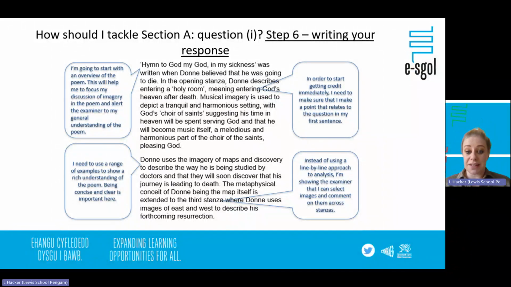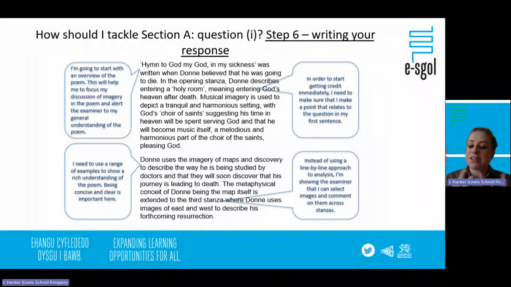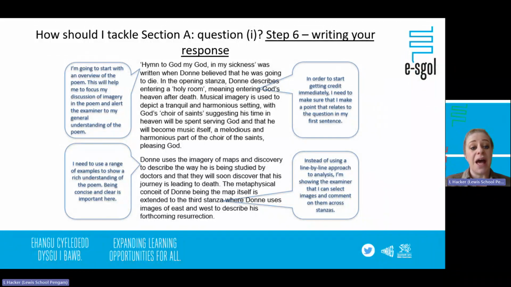What this candidate has done that's effective, in their opening sentence, they've started with just a general overview of the poem. And that's a really good idea, and something that you may want to do. It's just a sentence or two. This one is two very brief lines. And we've started with an overview of the poem. It will help you to focus your discussion of imagery in the poem and alert the examiner to your general understanding of the poem and of the question. So immediately the examiner is going to see that you are focused on the question.